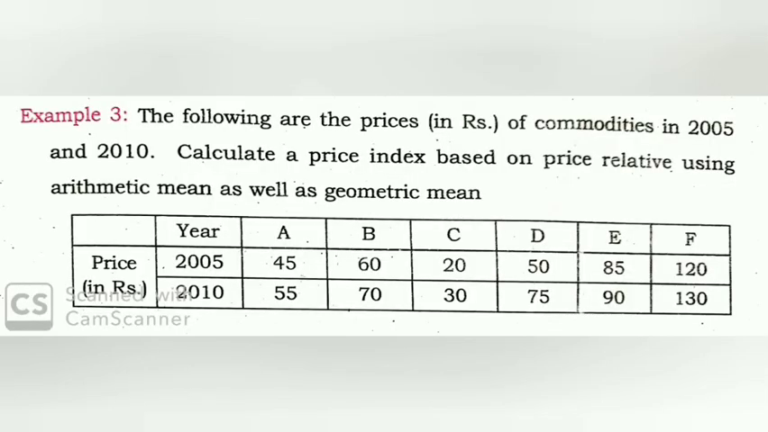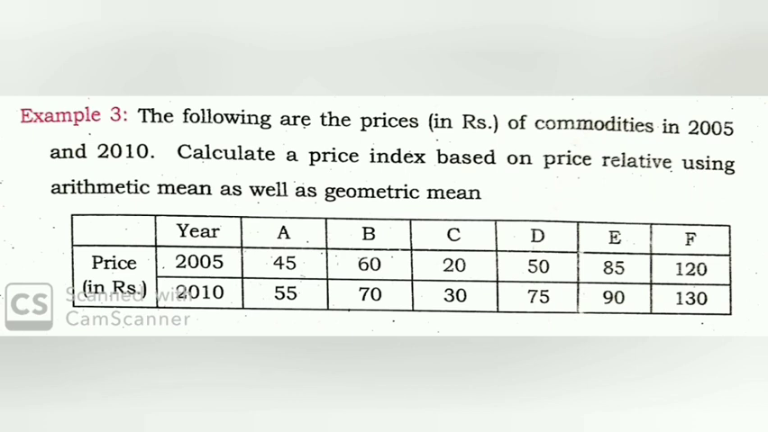So here is our second problem now. The following are the prices of commodities in 2005 and 2010. Calculate the price index based on the price relative using arithmetic mean as well as the geometric mean. Years are 2005 and 2010. 2005 will be our base year, 2010 will be our current year. It is P0 and P1. A, B, C, D, E, F are the items and prices are below.